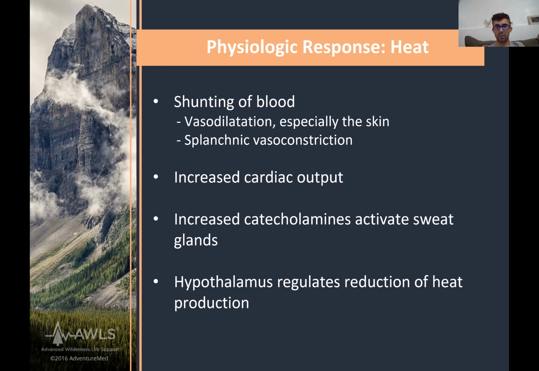So, physiology of the body with heat. There's shunting of the blood, which is cutaneous vasodilation, while there's also concomitant splanchnic vasoconstriction, so decreased flow to the GI tract and kidneys. You get an increased cardiac output as well as peripheral vasodilation, so you get increased heart rate as well, which goes along with the cardiac output. You get increased catecholamines leading to activation of sweat glands. The hypothalamus is regulating reduction of heat production as well, so reducing metabolic heat production.